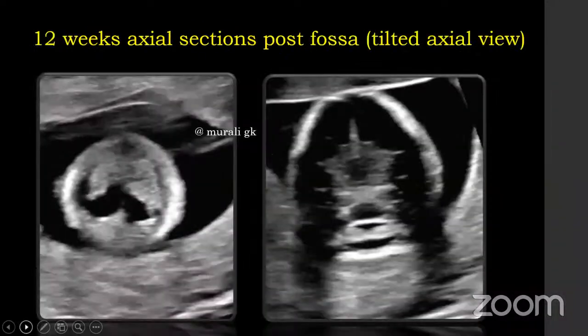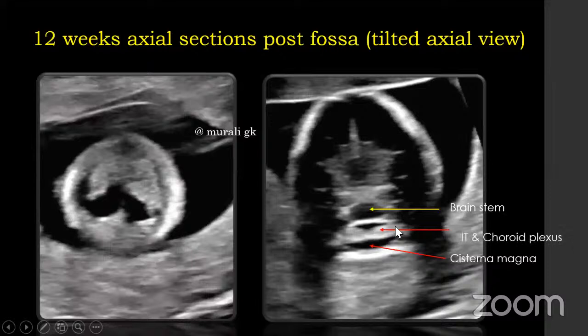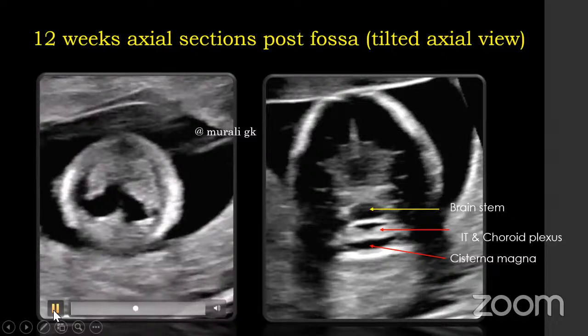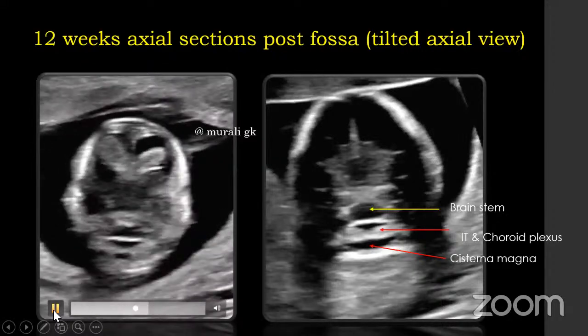Now coming to the next. This section is called the tilted axial view. This is something similar to what we see in the NT scan, that posterior cranial fossa. So I'm seeing the developing brainstem. I'm also seeing the IT and the choroid plexus, which is now referred to as the choroid bar, then the cisterna magna. This is very much similar to the posterior cranial fossa when you see the NT scan.